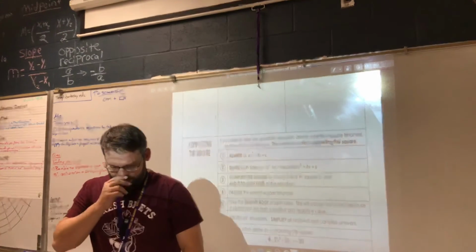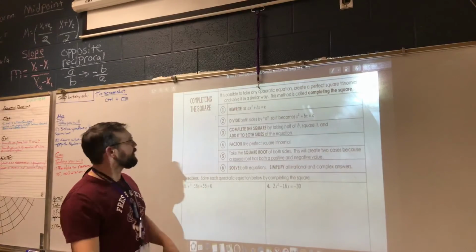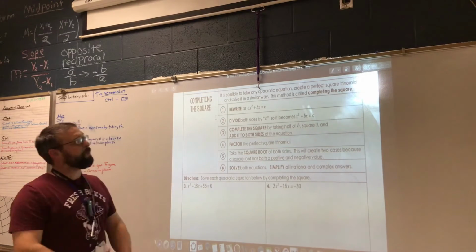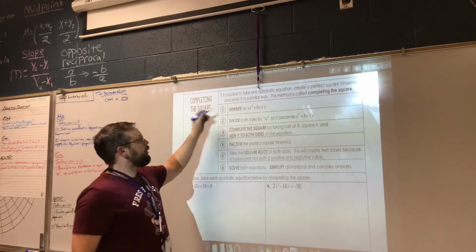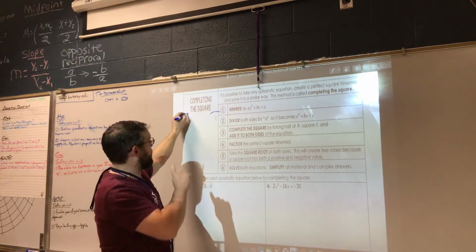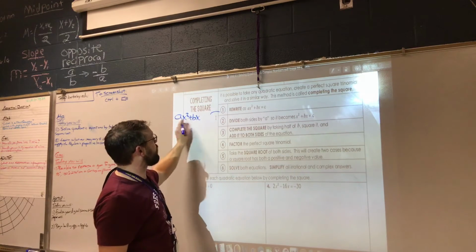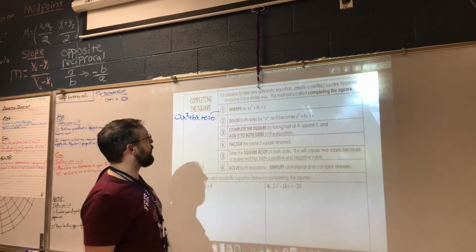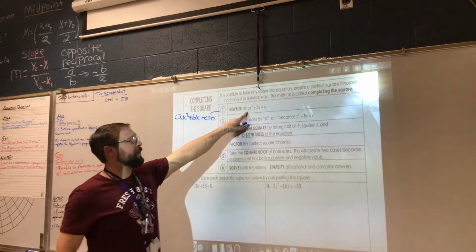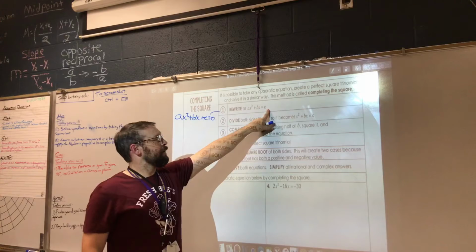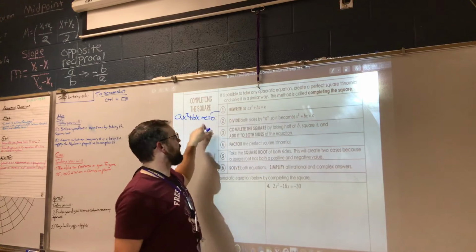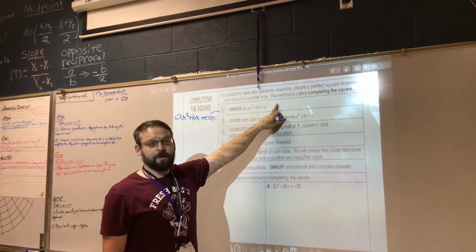In fact, with just a little bit of manipulation of the equation. So here's how this works. To complete the square, I'm going to have to rewrite this. The standard form is ax squared plus bx plus c equals 0, right? But your step 1 here is saying rewrite it where you basically move the c value over to the other side.